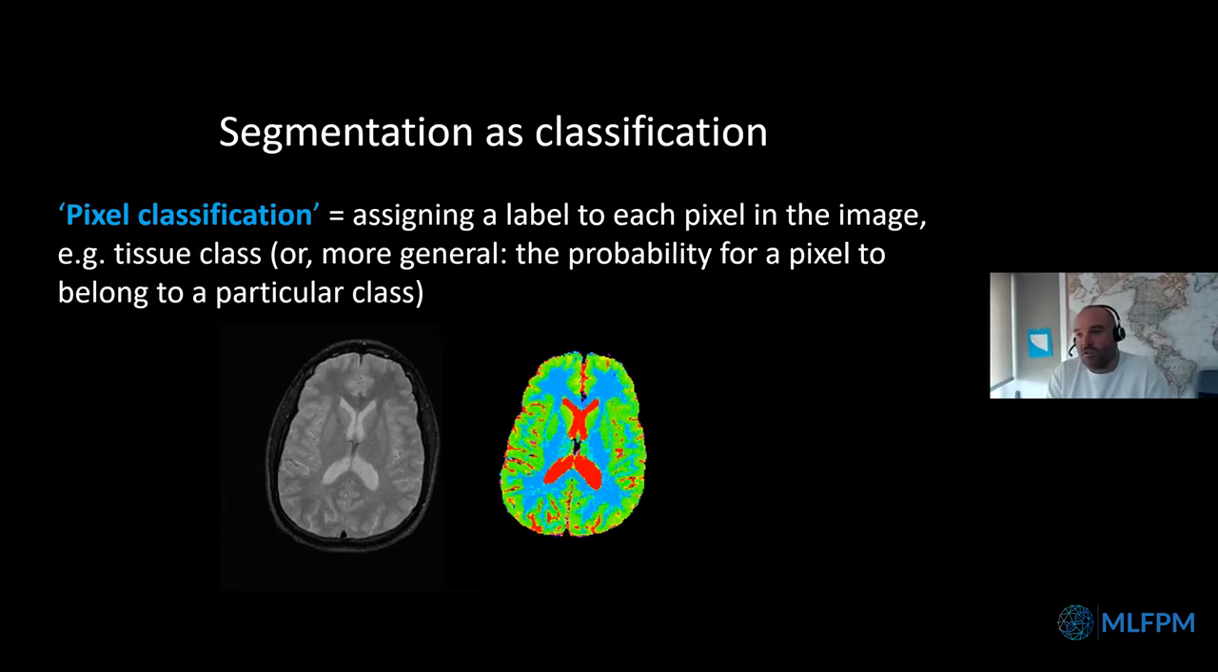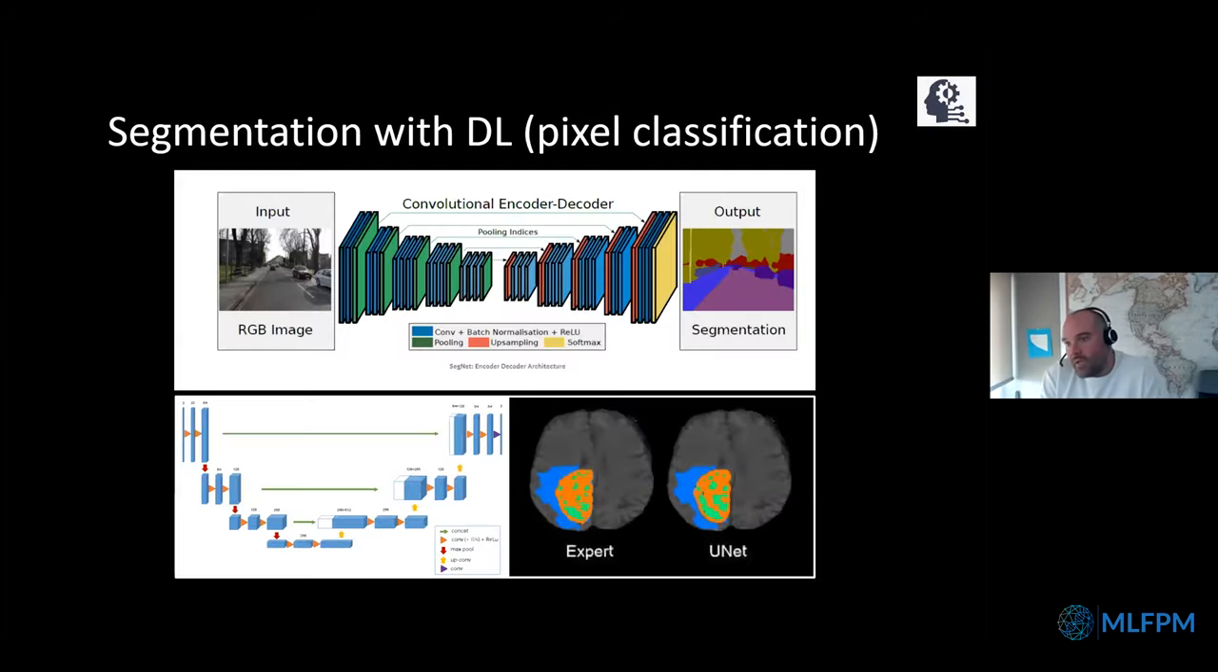And for each of them, you're going to try to learn with machine learning or any other kind of tool, a classifier that's going to predict the class to which the pixel belongs. And this is essentially where deep learning has taken over. Deep learning is now doing basically a classification-based segmentation.